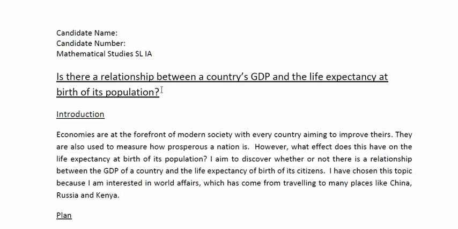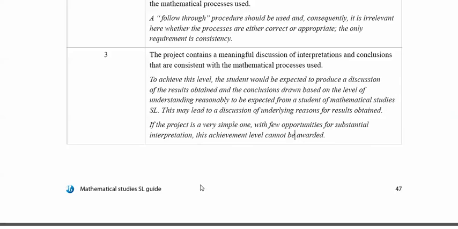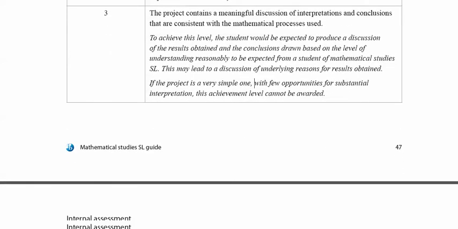So think about what you want to investigate first of all, because for the interpretation, it's quite straightforward to get 2 marks, but it's really difficult to get 3 marks. It really depends on the nature of the project. But remember, it's got to be a running commentary all the way through.